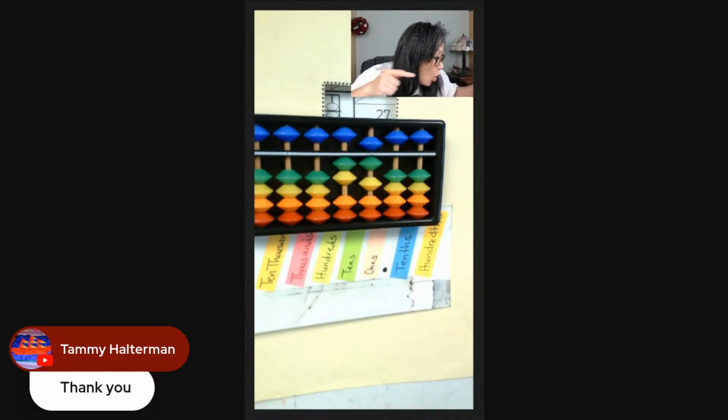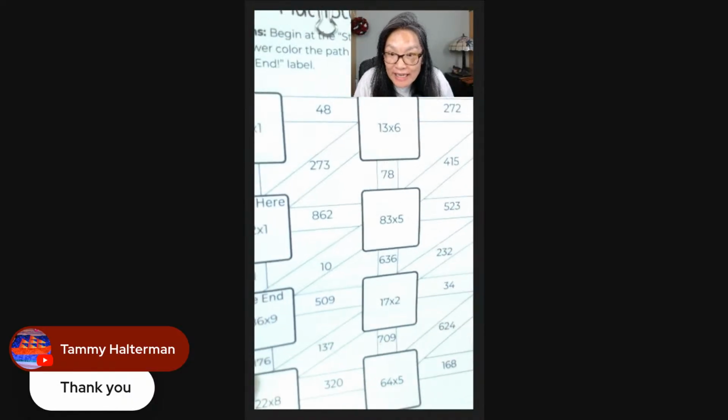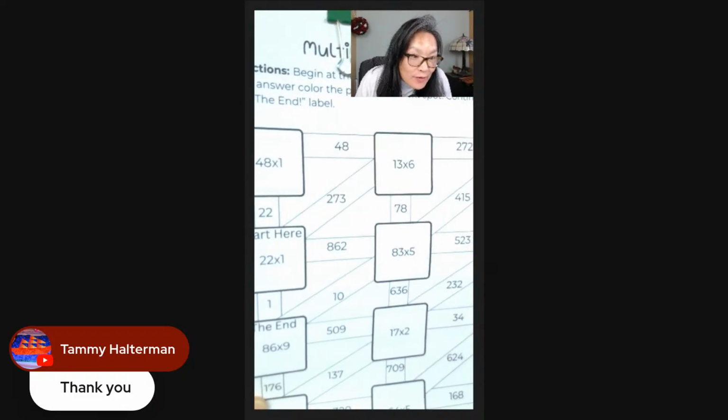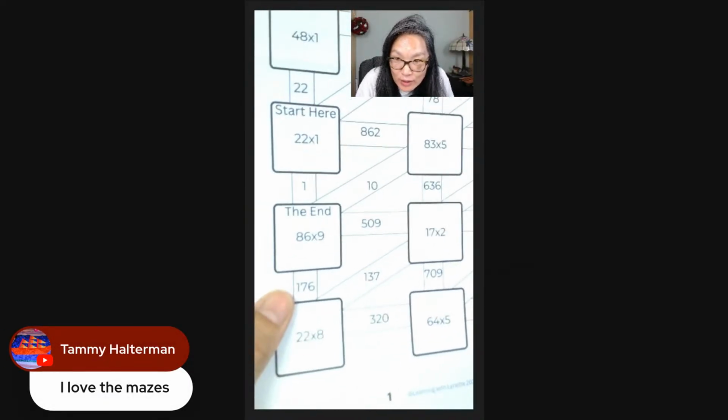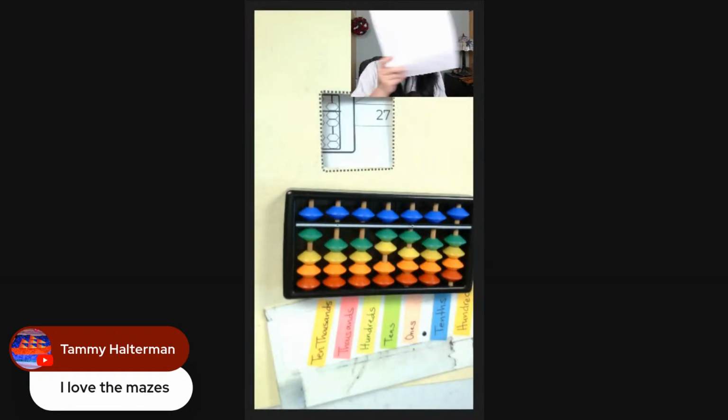Oh, Tammy! Oh my God, this is fantastic! I actually made one for multiplication. Oh my God, I love the mazes. It's so nice. So I made one for multiplication. This is like 1 digit times 2 digit. I'm so excited. Oh my gosh. Okay, sorry.